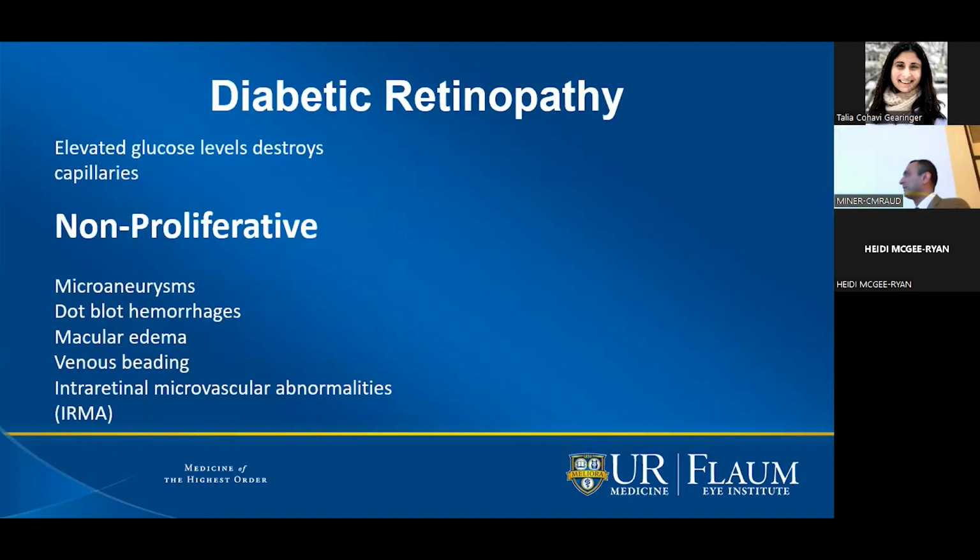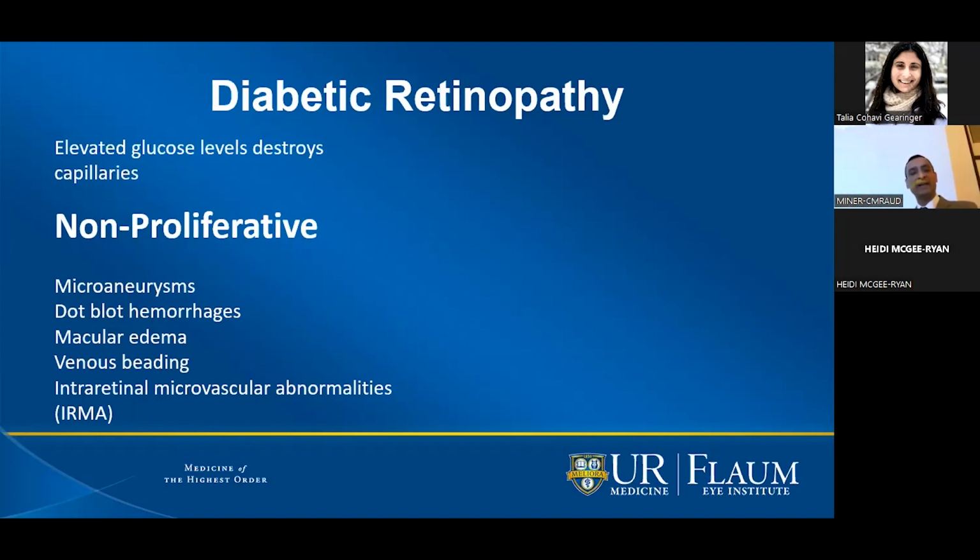Diabetic retinopathy is the other big one here. Basically, it doesn't matter how good your sugars are under control. At some point, say 10, 20, 30 years later, you're going to have some manifestation of the diabetic retinopathy. Here, the pathology is different from the macular degeneration. It's the elevated glucose levels that tend to damage the lining in the capillaries. And so the capillaries become weak, they start to balloon out, and they start to allow blood to leak out.